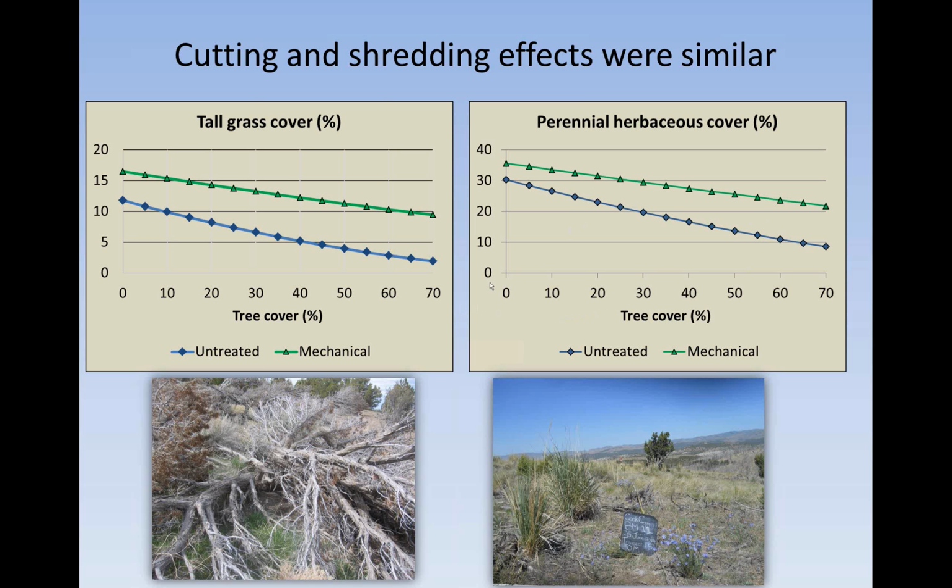So in the end, if you wait too long to treat these trees, you're going to get a perennial herbaceous dominated community and lose your shrubs, but you are going to get a pretty good perennial herbaceous response. The other thing I want to point out here is you lose about half of your maximum cover when you wait till the trees are 40% cover to treat. It's better to treat before then if you want to keep more of your perennial herbaceous cover. But we did get a positive response even up to high tree cover percentages. And mechanically cutting was about the same as shredding.